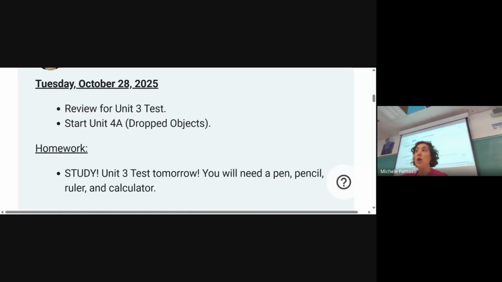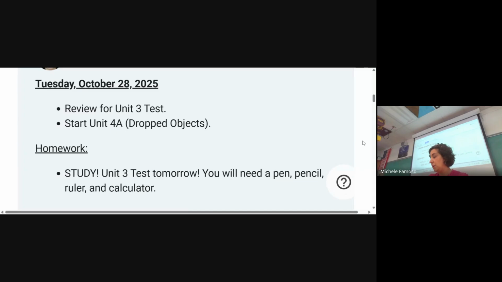Study. All you're doing tomorrow is taking your test. Pen, pencil, ruler, and calculator. That is all you will need for your class tomorrow. That's it. Okay? All right, let's go through the study guide. Hopefully you knew most of these answers. That was not a surprise.